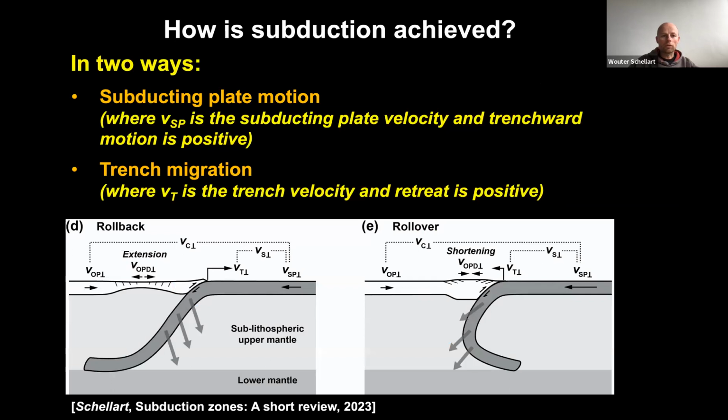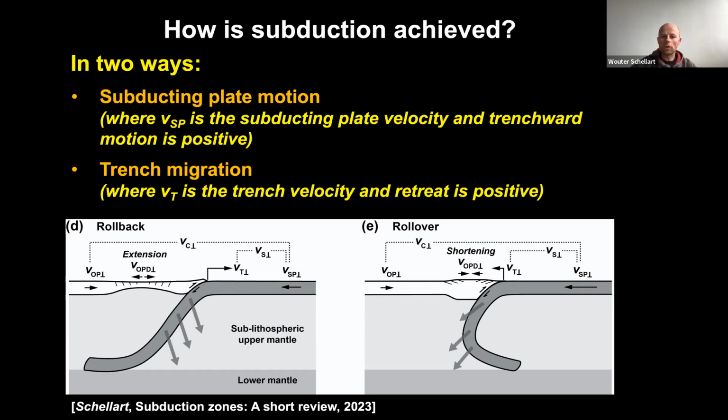What is interesting about subduction zones? Well, many things. One of these things is that we can accommodate subduction in two ways. One way is simply by having the subducting plate move trenchward. We see here in the left-hand diagram, indicated as VSP, the subducting plate moving towards the trench, and this is one way to accommodate subduction. The other way is by having the plate boundary, the trench and the subduction hinge that we see here, the bending zone, move backwards.